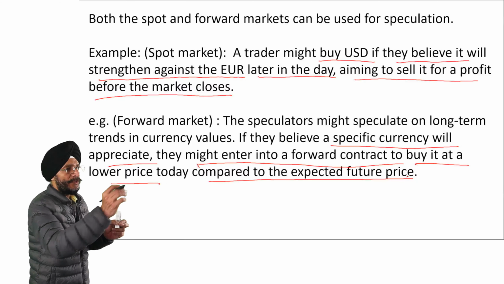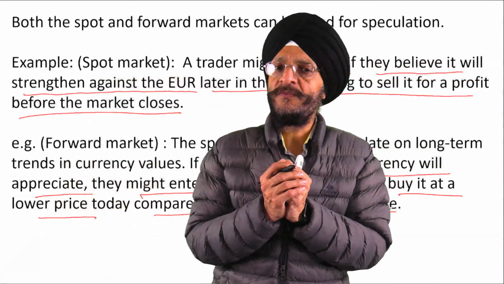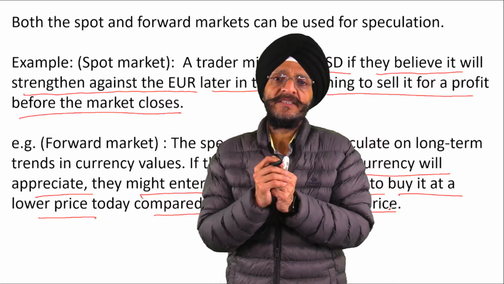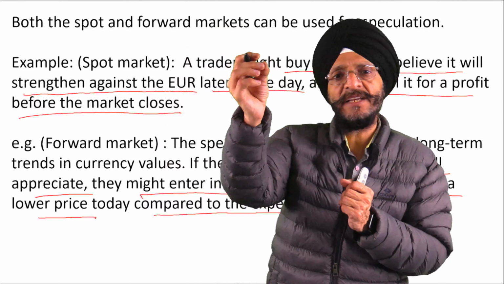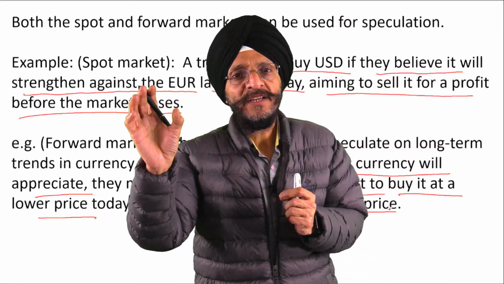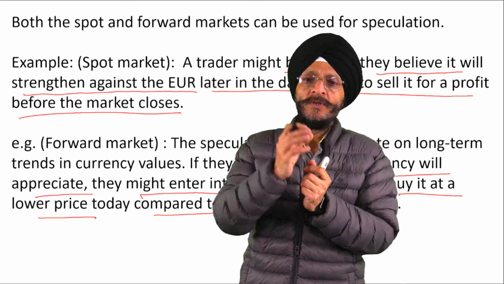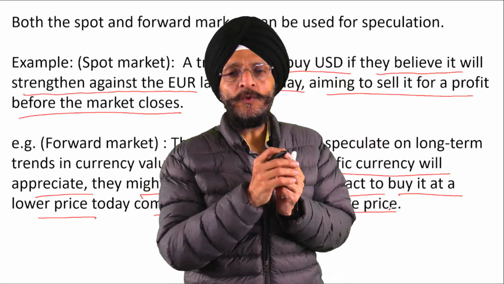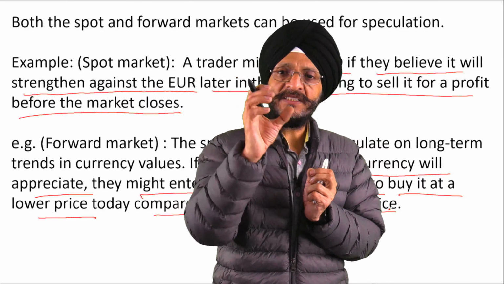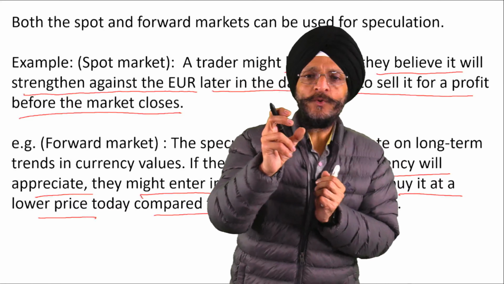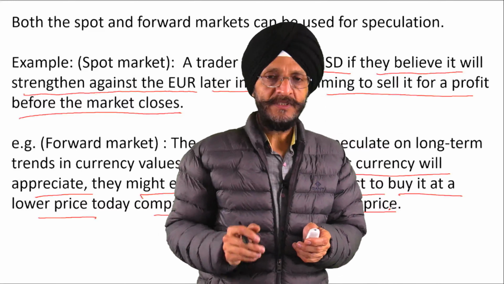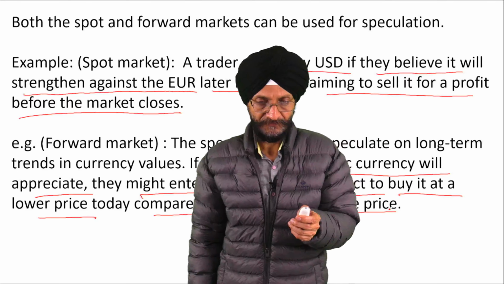That is, suppose today the price of one US dollar is 83 rupee, and they think that after 6 months the price of one US dollar is likely to reach say 90 rupee. So the speculator may enter into a forward market transaction to purchase one US dollar for say rupees 85. So this is the forward market transaction, speculative trading in the forward market.